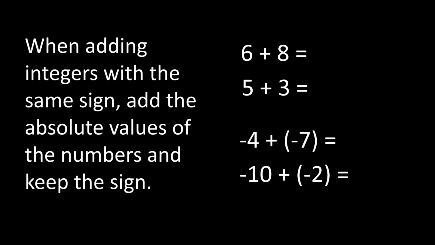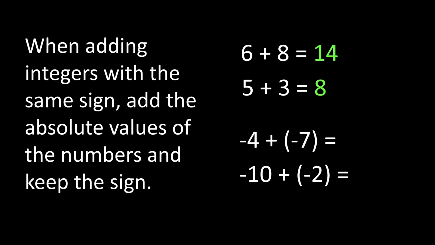When adding positive integers, go ahead and just add them. 6 plus 8 equals 14. 5 plus 3 equals 8. When adding two negative integers, you'll want to follow the rule. When adding integers with the same sign, add the absolute values of the numbers and keep the sign.